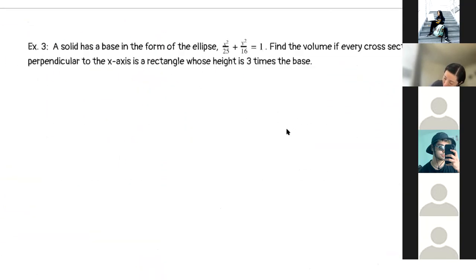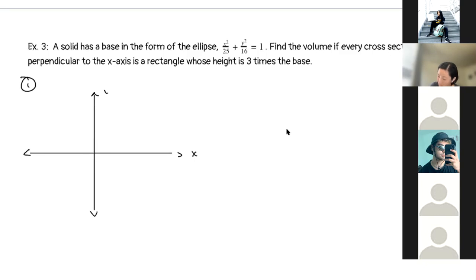All right, so let's start off with a diagram. x-axis, y-axis. All right, who knew this was going to be a pop quiz today? Just kidding, it's not a pop quiz, but how do we graph that? x squared over 25 plus y squared over 16 equals 1.